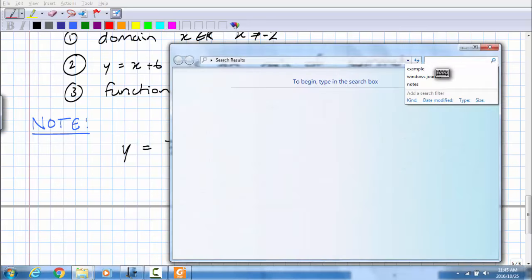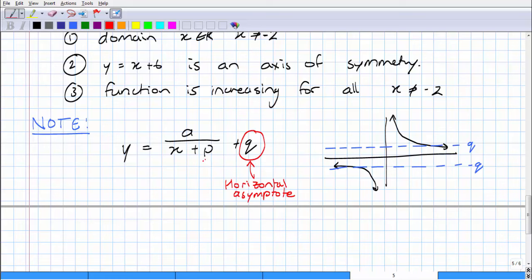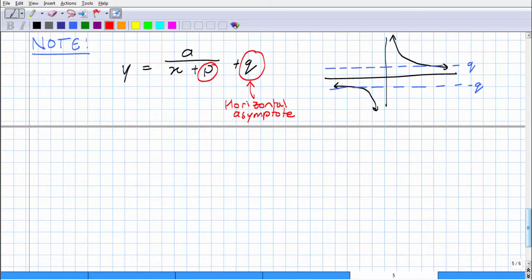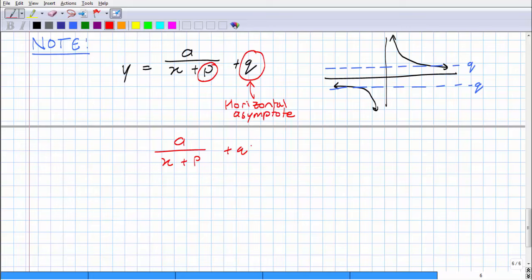What about this value over here, this p? Well, that p value defines where our graph cannot be, the domain of our graph. So if we look at this as a function, we've got a over x plus p. It doesn't matter what the q is. Well, let's just put the q in, for completion's sake. If we make y equal 0, in other words, where it cuts on the x-axis, then 0 equals a divided by x plus p plus q.